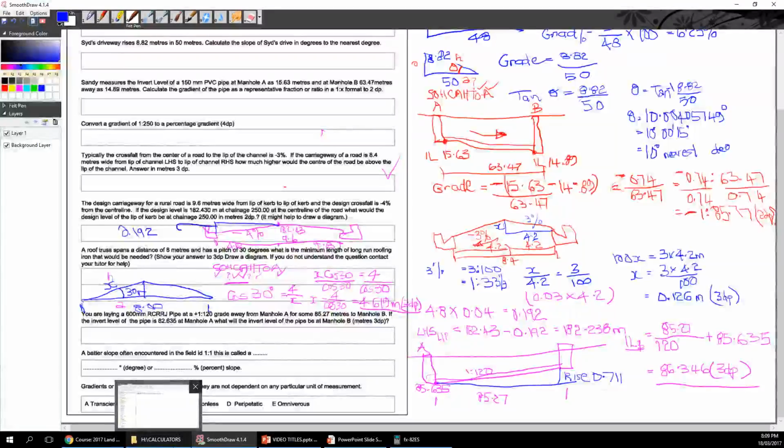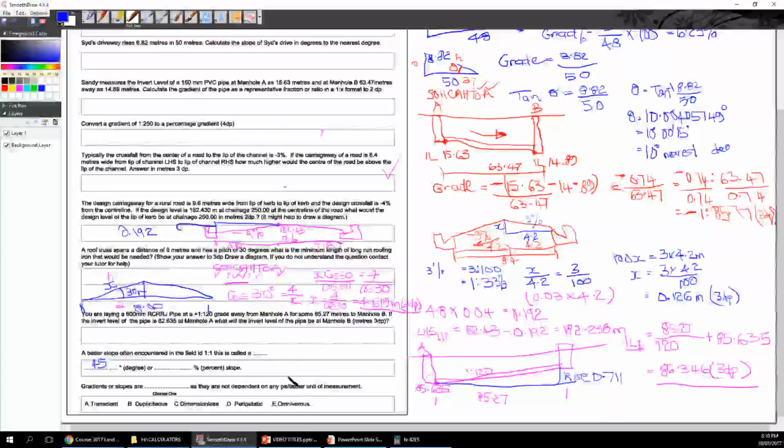I have produced a set of answers which also appear on the Moodle site. Now let's have a look. A batter slope often encountered in the field is 1-to-1. This is called a 45-degree slope. 1-to-1, 45-degree, or 100%, which you can get from my previous video, slopes and grades. Gradients or slopes are dimensionless, as they are not dependent on any particular unit of measurement. And again, that's from my previous video.